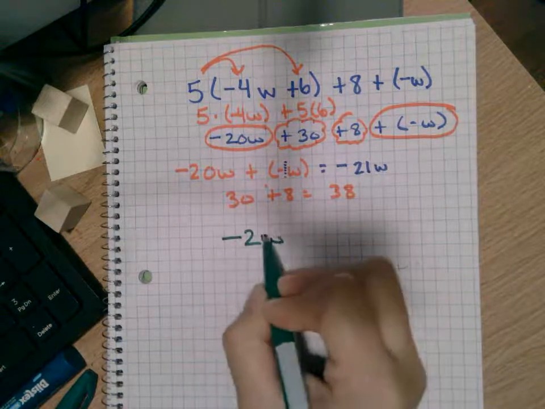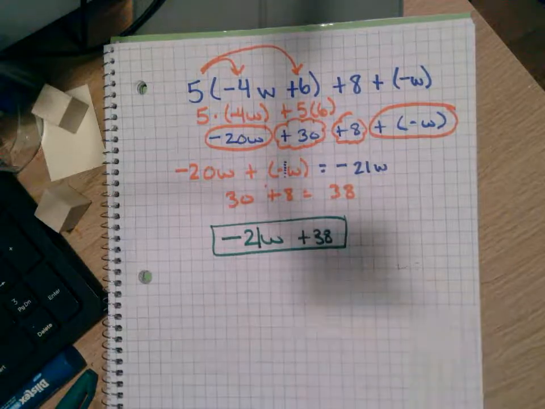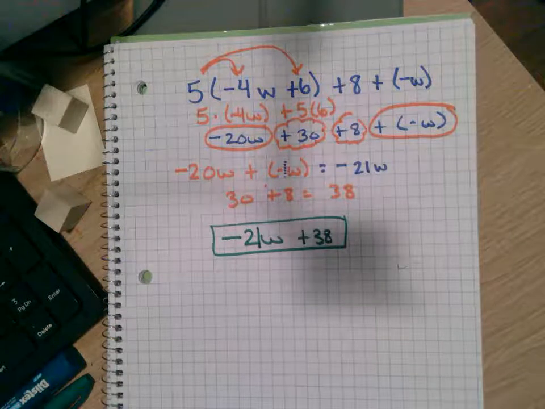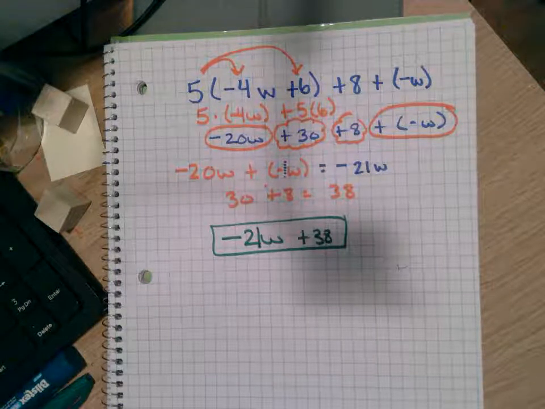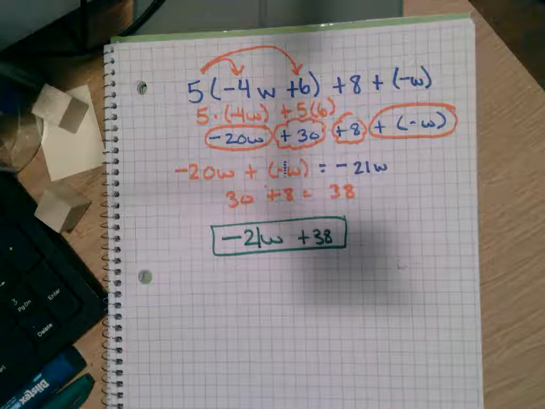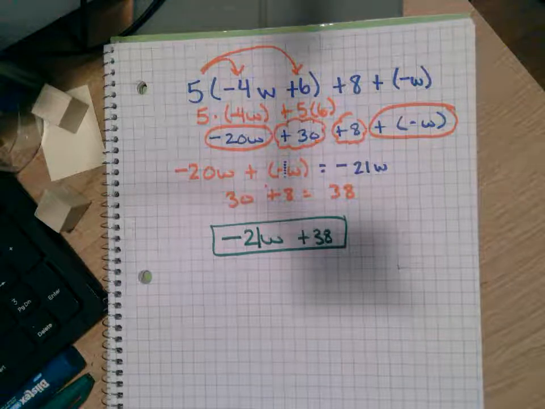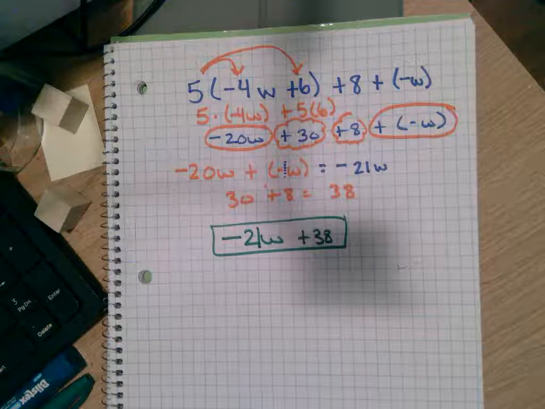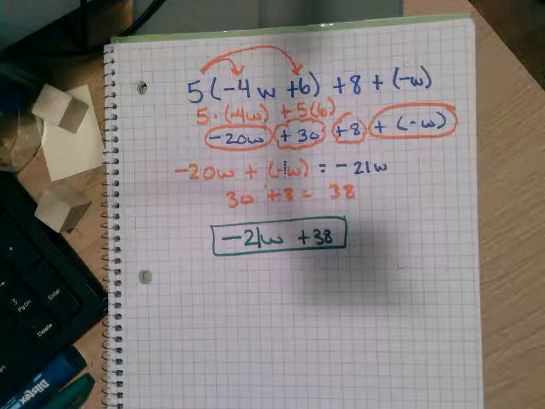Negative 21w plus 38 would be your simplified answer. What else? Did I cover everything? Just making sure I covered everything. Yeah, you're only going to be dealing with one variable today, which is good.